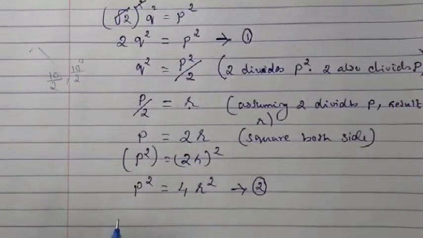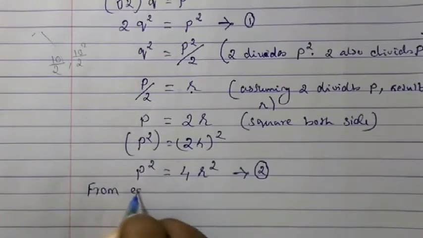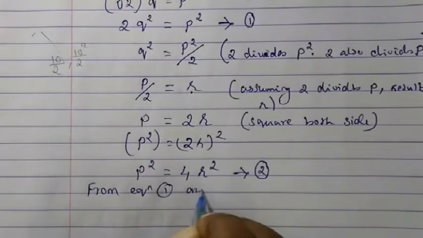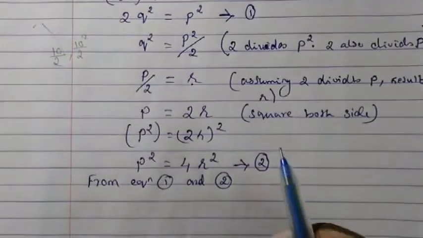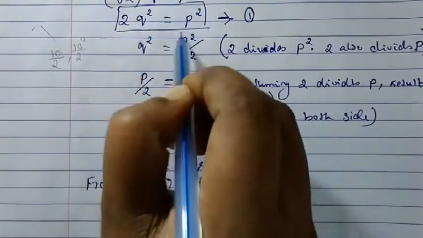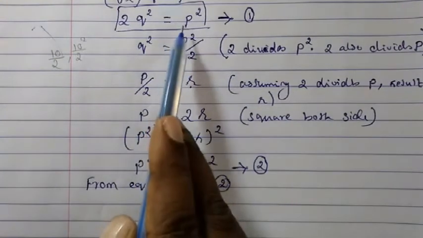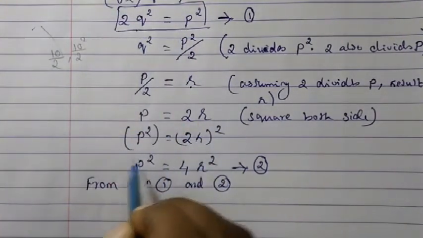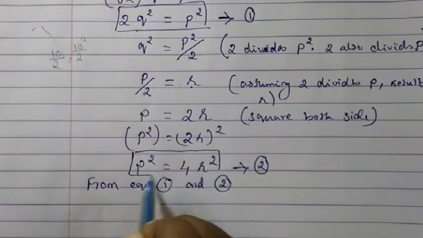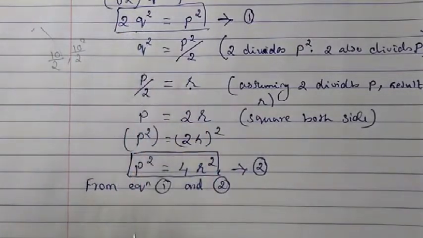Now from equation 1 and 2, we get equation 1 as P square is equal to 2Q square. So in the place of P square in equation 2, we will put the value from equation 1. This is equation 2, so in the place of P square, we write down 2Q square. So 2Q square is equal to 4R square.